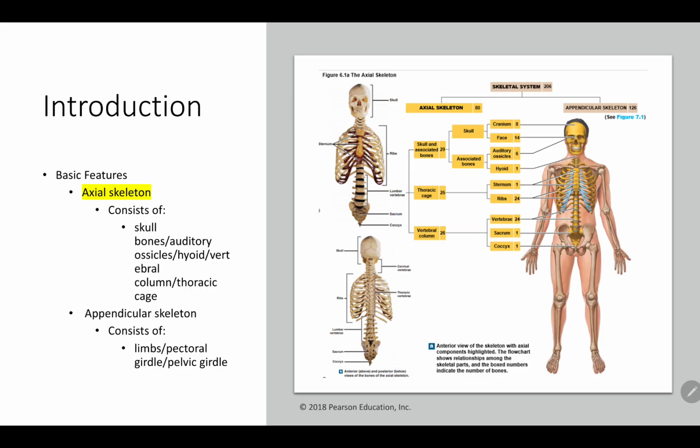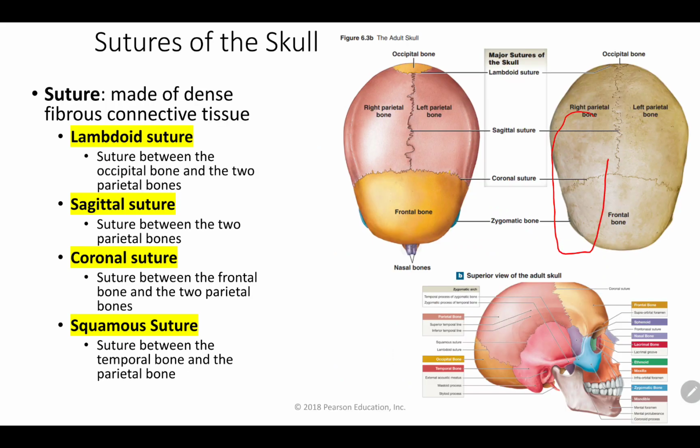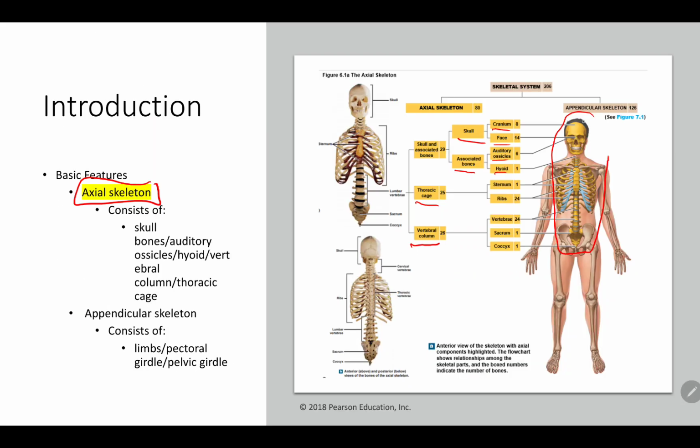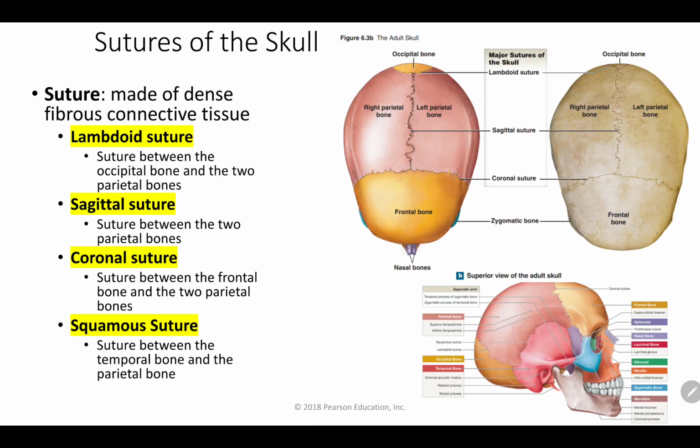So remember that the skeletal system is going to be divided into the axial and appendicular skeleton. Remember the axial skeleton will consist of the skull, meaning the cranium and the facial bones, those associated bones, the auditory ossicles and the hyoid, as well as the vertebral column and the thoracic cage. This is all in the center of the body. That's going to be the axial skeleton. Remember those bones. Part of the axial skeleton, we're looking at the skull right here.